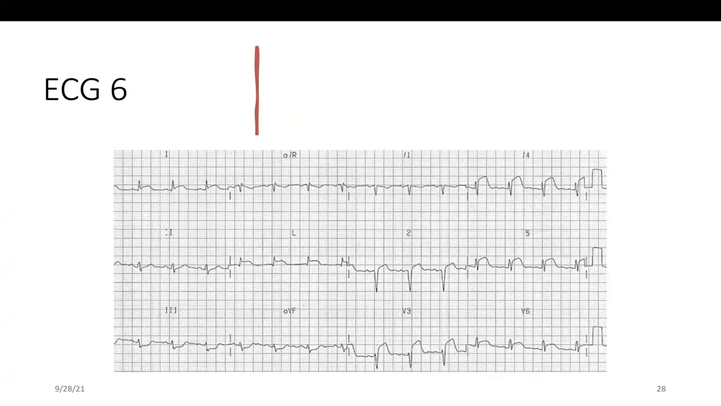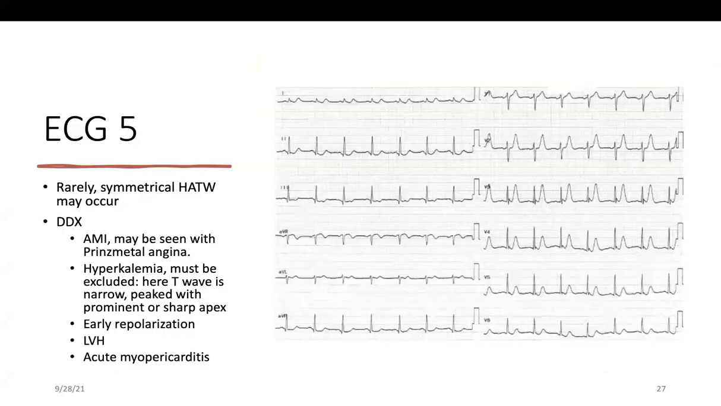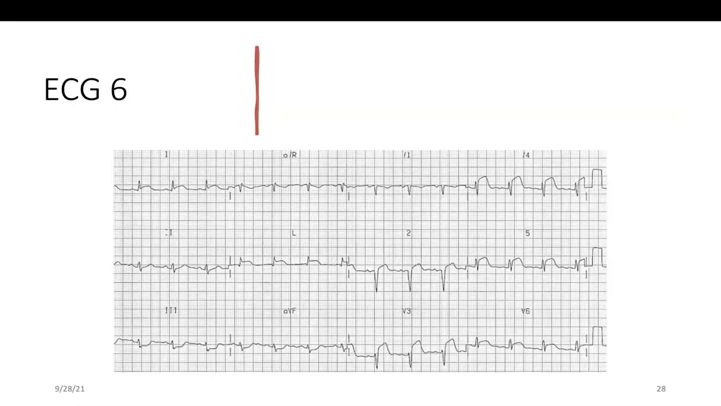Okay, and I think we'll go to ECG 5. Usually the hyperacute T wave is asymmetrical. What you see here is symmetrical, but again, it could be due to myocardial infarction. But here you have to rule out, as we discussed before, hyperkalemia, where the T wave is peaked. It's like as if it's pulled up. Most likely this is hyperkalemia, but the differential diagnosis is always early repolarization, LVH, and acute myocarditis. Okay, ECG 6.